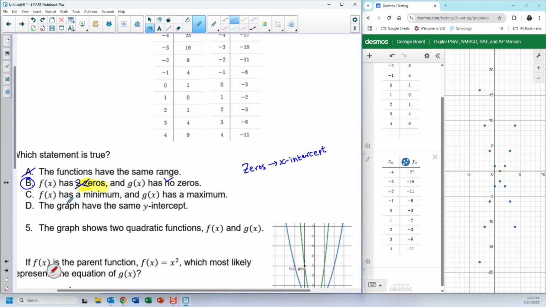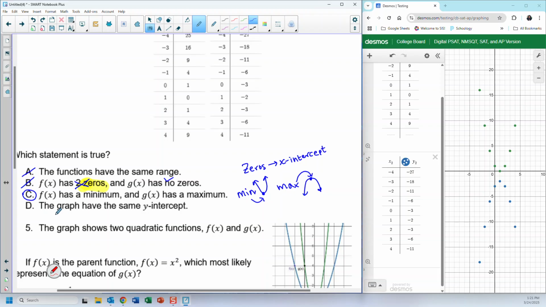Answer choice C says f of x has a minimum. Well, if I look on here, it does have a minimum value, and g of x has a maximum value. So if it's a minimum, then it's going up, so it has a minimum value. If it's a maximum, it's going down, so it has the highest value. That's where the maximum is. Anyway, this is true. I don't know why I marked this one as correct. That one was wrong.